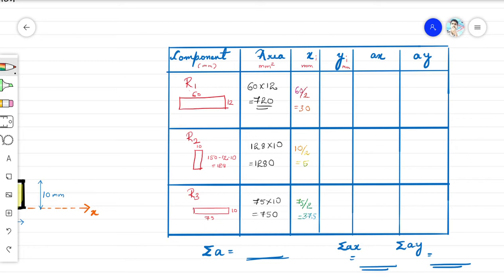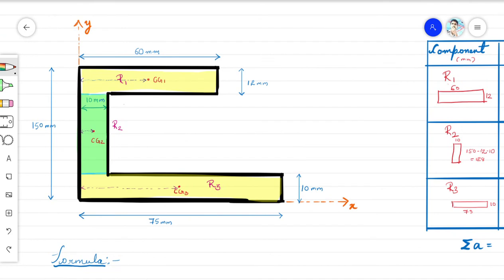Next, we need to have yi. What is yi? Now yi is the distance, for the first rectangle, from here to here. What is this distance? That is yi. How much is it? 150 minus 6 gives you that distance. Or you can do it like this, 10 plus 128 plus this 6, both are the same. You can take any one.